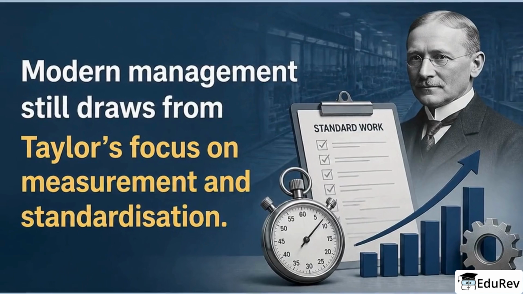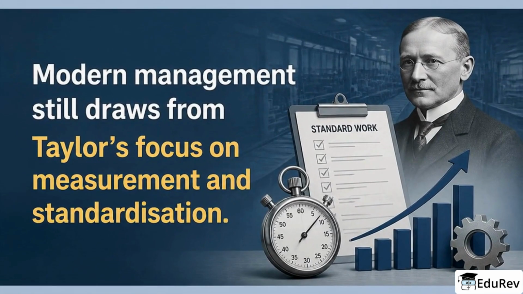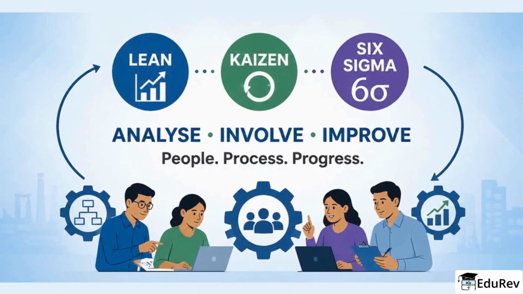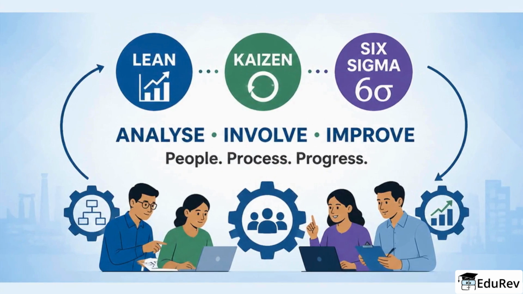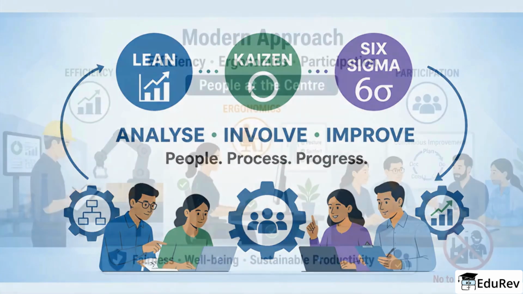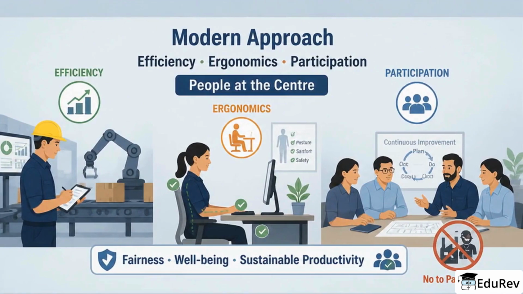Yet many modern management methods still owe something to Taylor's emphasis on measurement and standardization. Methods like Lean, Kaizen, and Six Sigma keep the idea of analyzing processes, but they add employee involvement and continuous improvement. Contemporary practice balances efficiency with ergonomics, job design, and participative management to avoid earlier abuses.